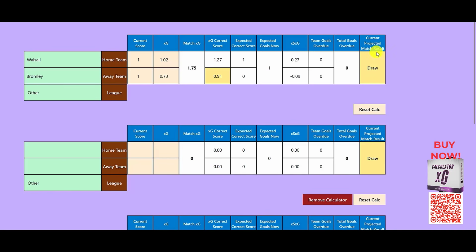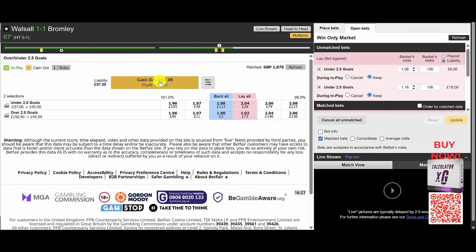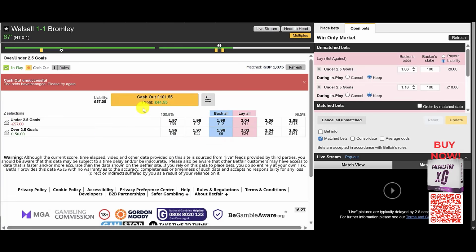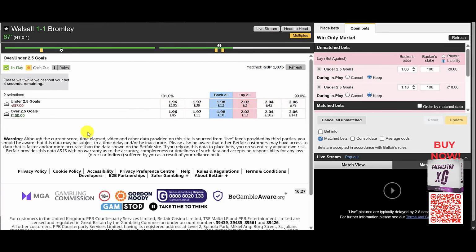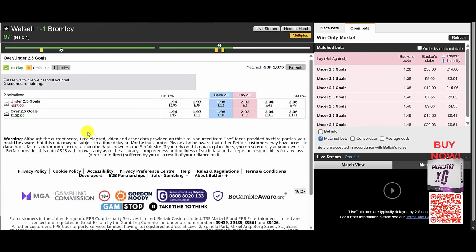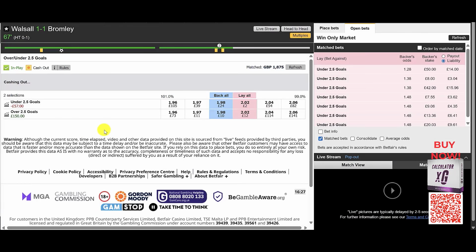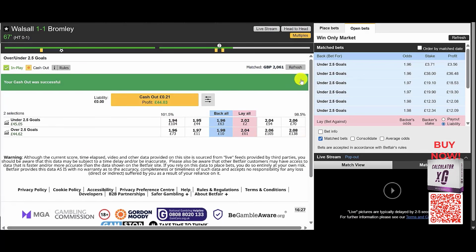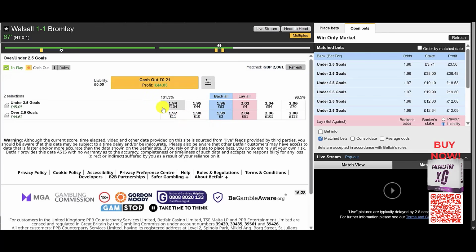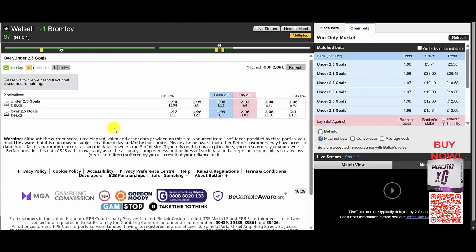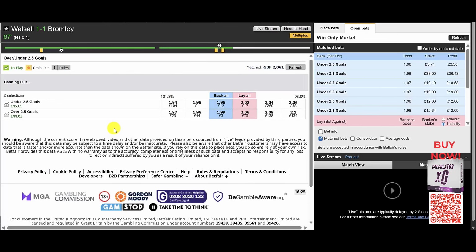Current projected match result is a draw. Total goals overdue is 0, so we're not really expecting more goals. So we could just collect the profits on the match, on the over and under 2.5 goals market also, and be done. And of course you can watch the data, see if any more opportunities arise, but this looks pretty much like we're done with this one, especially at least for the demonstration anyway.